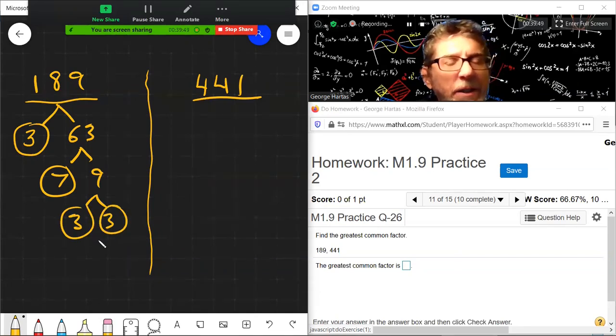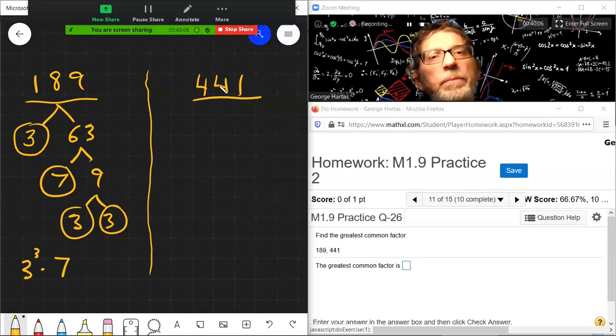So I'm going to write these down in exponential form. Not that it matters, but I'll just do that. So this is the prime factorization of 189. We've got to do the same thing with this.